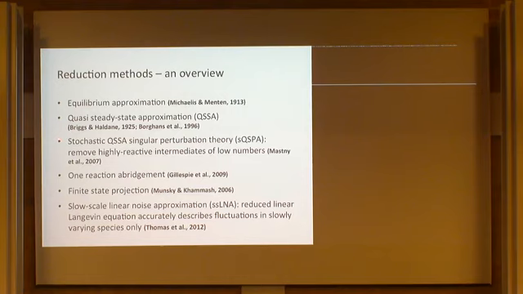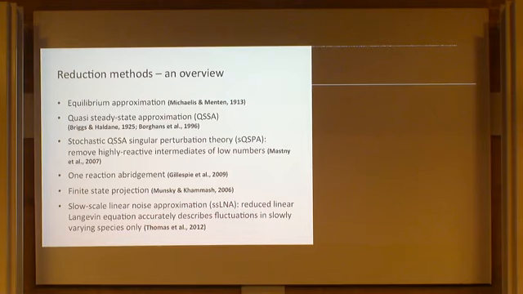Then this was extended with singular perturbation theory, where they remove highly reactive intermediates of low numbers, as in the paper by Masny. There is one reaction abridgment. Here in this paper by Gillespie, they look at A going to B and going back to A, but also B going to C, and when can this be abridged by A going to C?